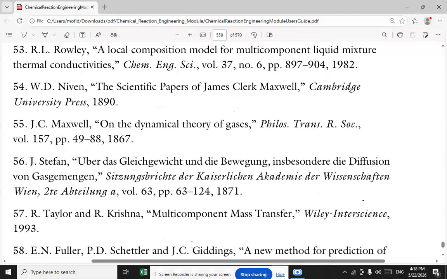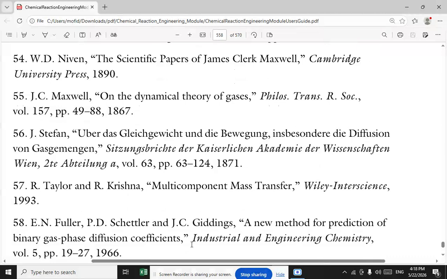The next one was written by Niven. The scientific papers of James Clerk Maxwell, Cambridge University Press, 1890. The next one was written by J.C. Maxwell. The name is On the Dynamical Theory of Gases.